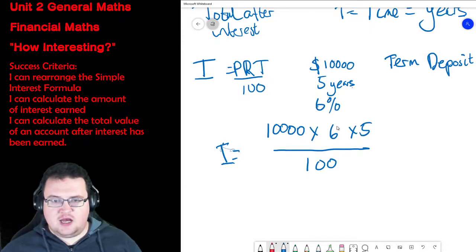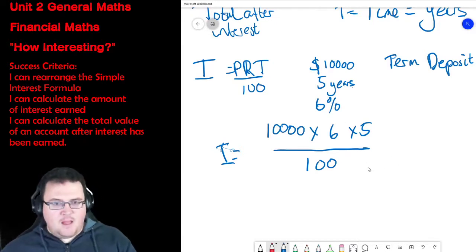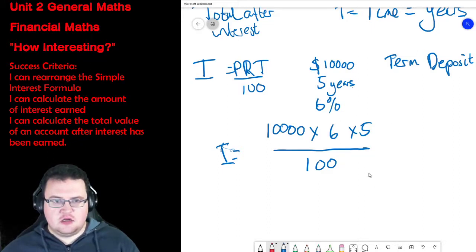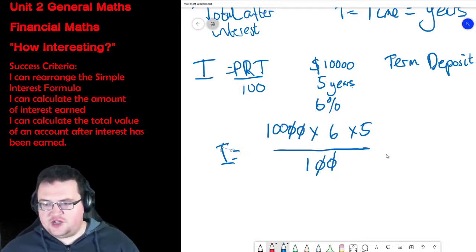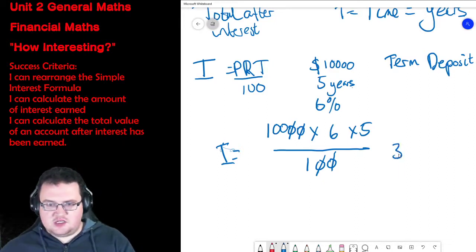I equals PRT times 5. All right, so yep. 6% for 5 years means that you take that off and that off, and you're left with 10 times 6 times 5, which is 3,000.